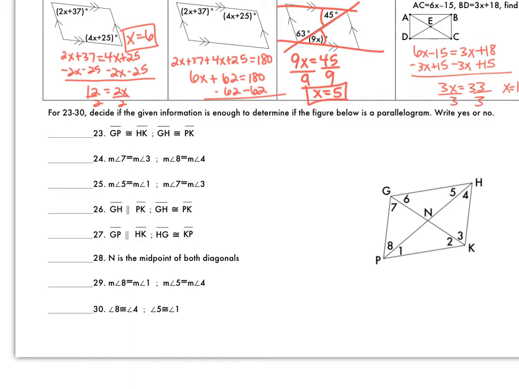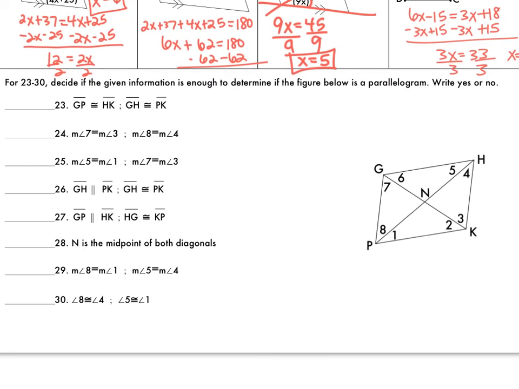So is it enough information to determine that the figure is a parallelogram, yes or no? All right, so I'm going to mark up this figure a few times. For the first one, GP is congruent to HK, and GH is congruent to PK. So opposite sides congruent. Yes, that is enough information to say that it's a parallelogram. There's no other way you can put those pieces together to form a quadrilateral without it being a parallelogram.